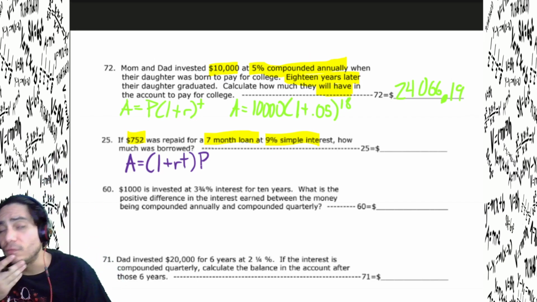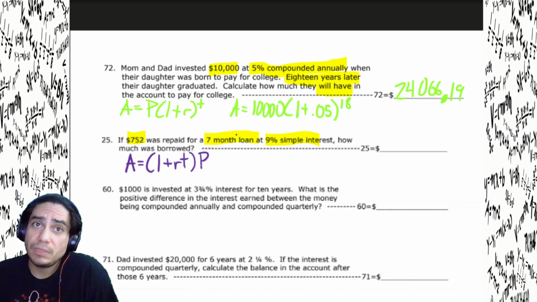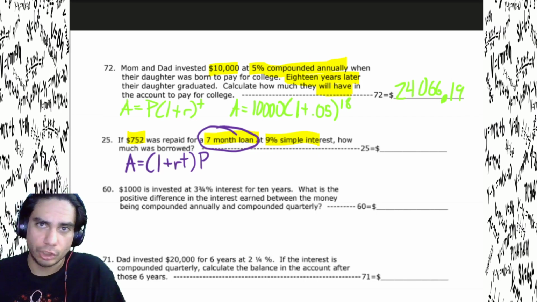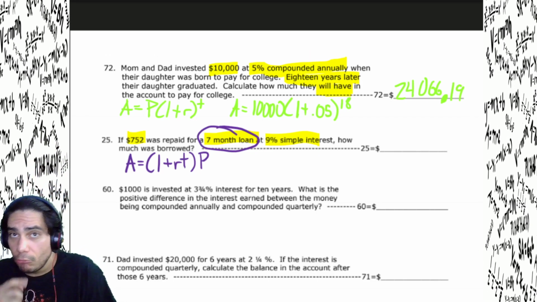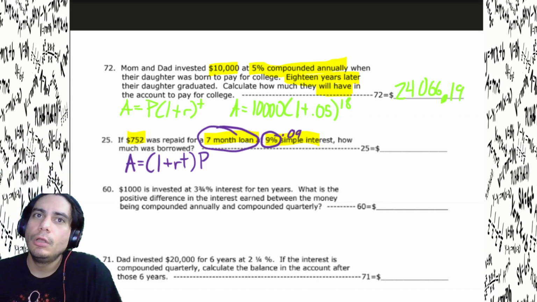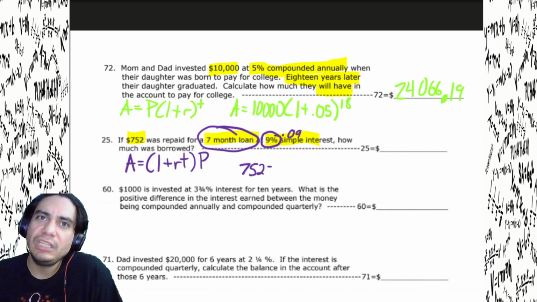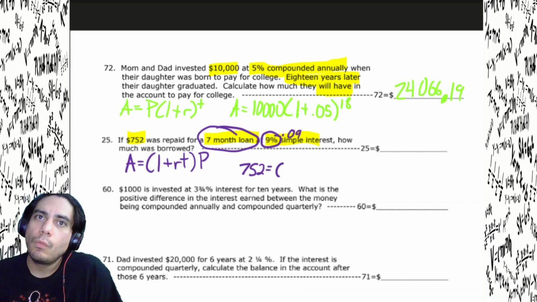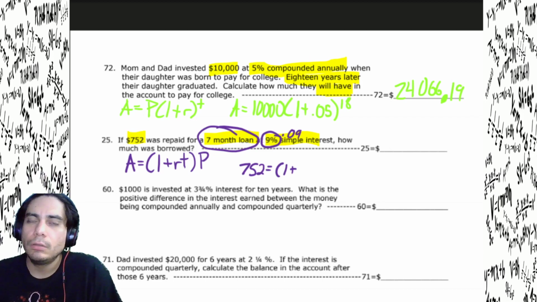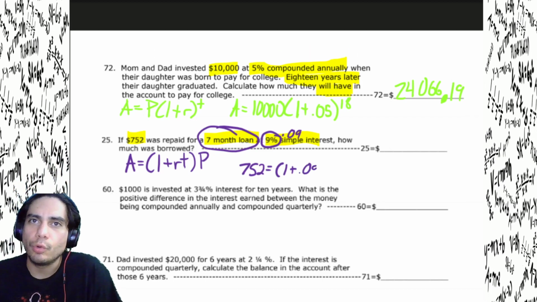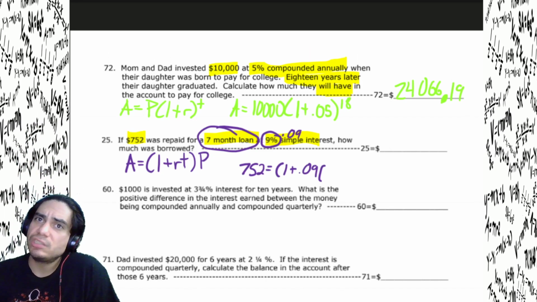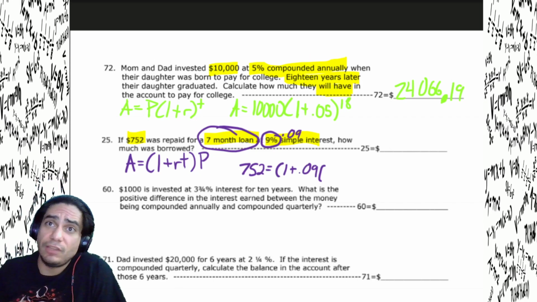Notice this problem is real crazy because we got a 7-month loan. We've been talking about a lot of yearly terms here. But that interest rate is pretty easy, it's 0.09. We don't have to worry about that. Let's start substituting. We got 752 equals 1 plus, and I'm not going to write R because we know the rate, 0.09. Now here's where it gets kind of fishy. We're not going to put times 7. You put times 7, you really lost. It's not 7 years, it's 7 months.